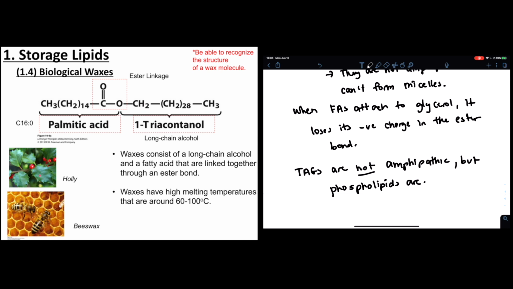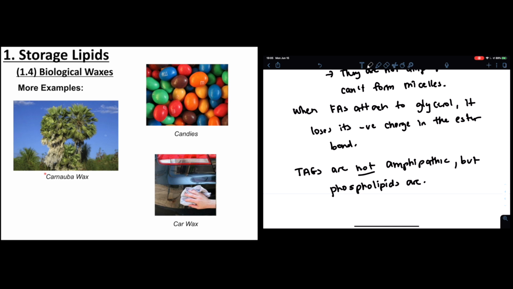And wax can also be found on the surface of leaves, called a waxy cuticle, which helps to prevent water loss from the plant. So wax has a lot of purposes in everyday life. We get carnauba wax, which can be used to make candies, like the outside of M&Ms, which makes them nice and shiny. And we also can use that carnauba wax for car wax as well.